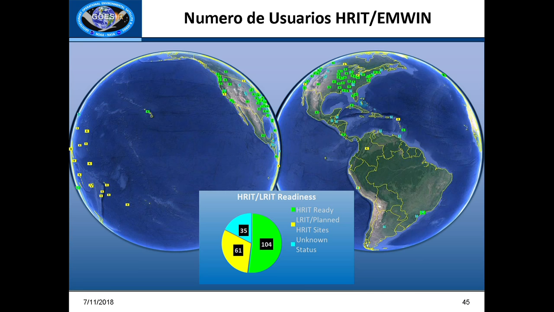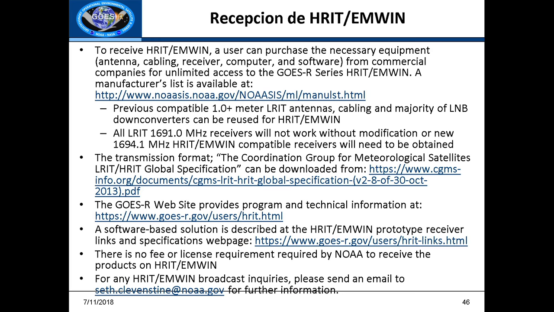The HRIT/EMWIN also has a user group. They have 104 sites that are ready, 61 sites that are planned, and 35 that are still unknown. Because these are broadcast services, we're always trying to find out where our users are and what their plans are. I should mention there's no fee for these services. All you need to do is purchase the equipment, and then you receive the signal.